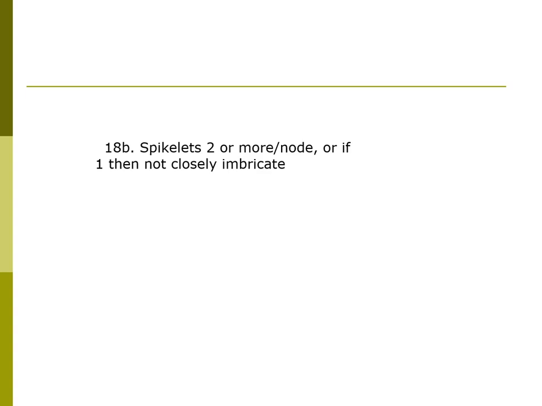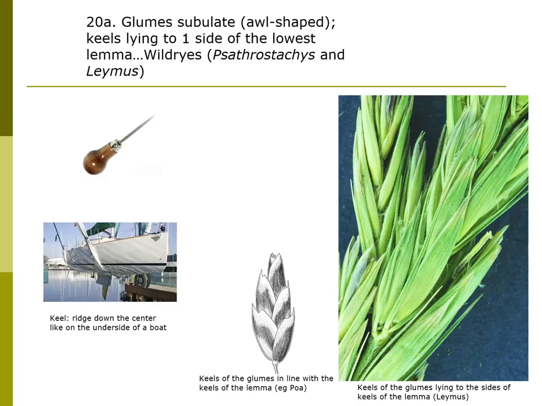And so we now go to those with spikelets 2 or more per node, or if one, then not closely imbricate. So basically anything that doesn't look like a crested wheatgrass. The first group we're going to look at has subulate glumes. That means awl-shaped, and you've got a picture of an awl there, a leather-working awl. And so these glumes are very long and skinny and less leaf-like than some of the other grasses we've seen. So if you look at the image on the right, you can see the long, skinny structures. Those are the glumes. And then the broader structures are going to be the lemmas of the florets.